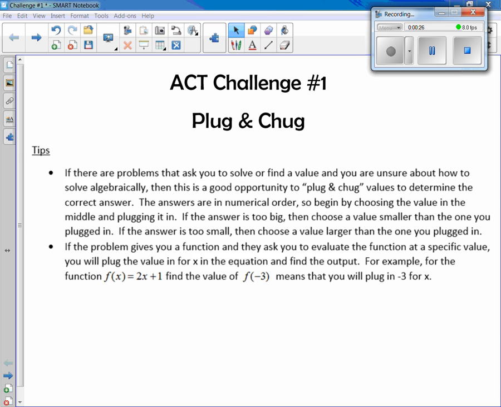The best approach to this is to make sure that you start with the middle value in your answer list, because the ACT will put all of the answers in numerical order. By starting with the middle answer, it limits the number of answers you have to plug in. That way you don't have to plug in all answers.